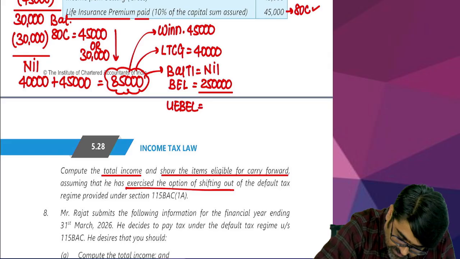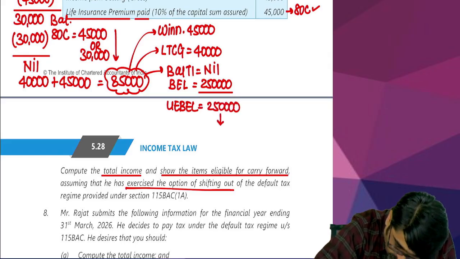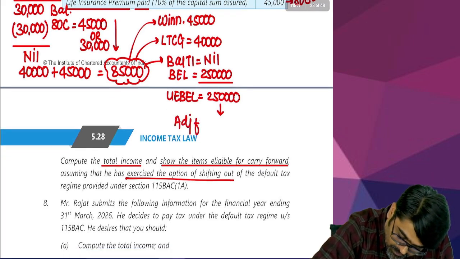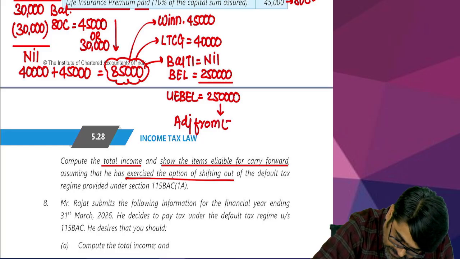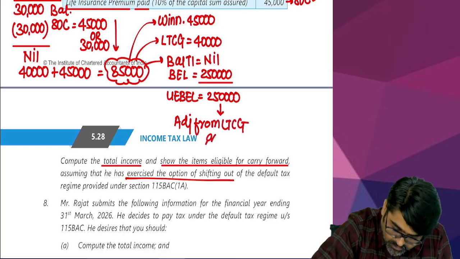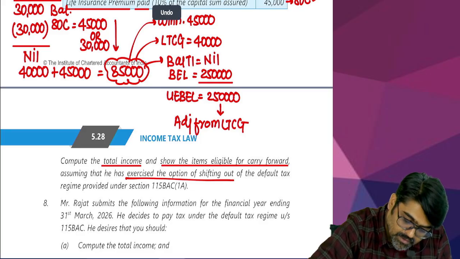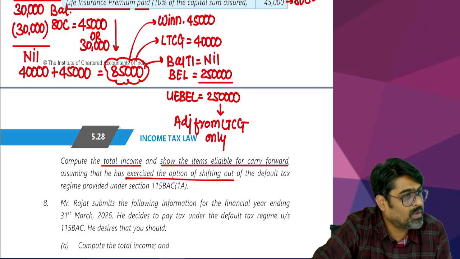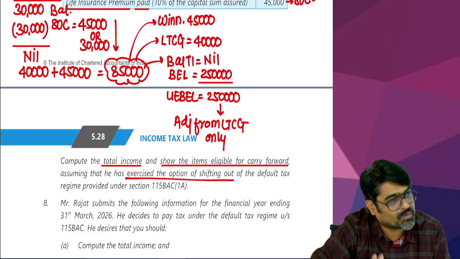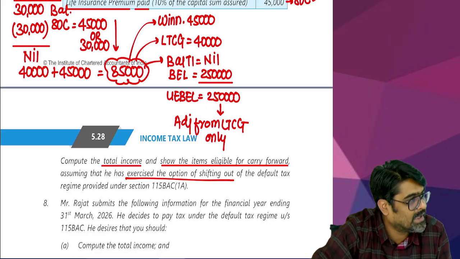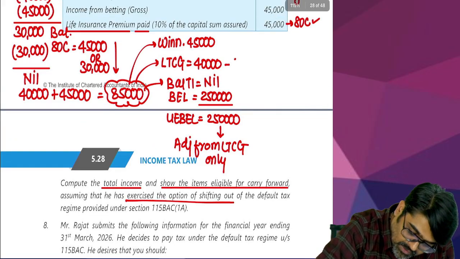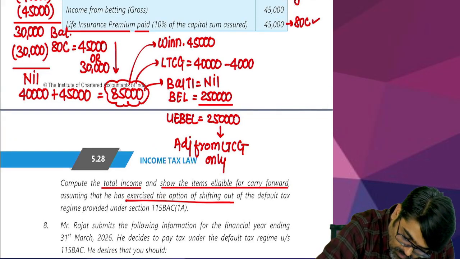Unexhausted basic exemption limit is how much? Now this cannot be adjusted from your winnings, but it can be adjusted from LTCG only. So do you have LTCG? From that LTCG, can you adjust? But full is not required to be adjusted, only 40,000 will be sufficient, because your LTCG is only 40,000. So out of LTCG 40,000, will you reduce 40,000? What is that 40,000?